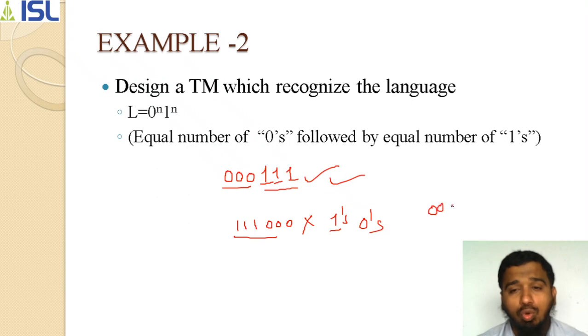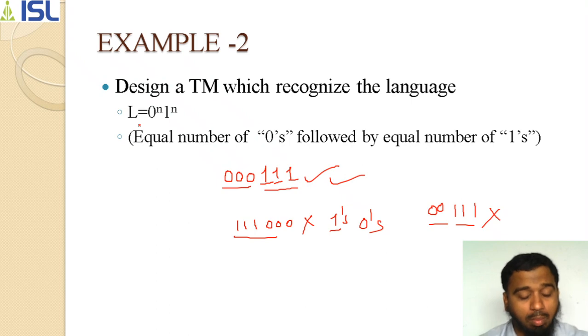If you go 0 0 1 1 1 0 1, this will also not be accepted. We have already solved this same language with many methods, like FSM, the finite state machine, and pushdown automata. Now we are designing the Turing machine which recognizes the given language. What is our language? L is equal to 0 power n 1 power n.